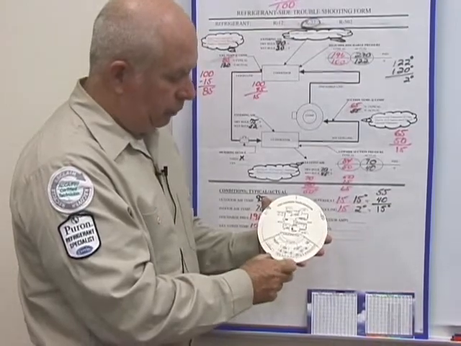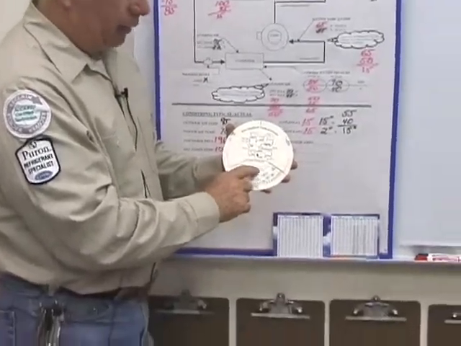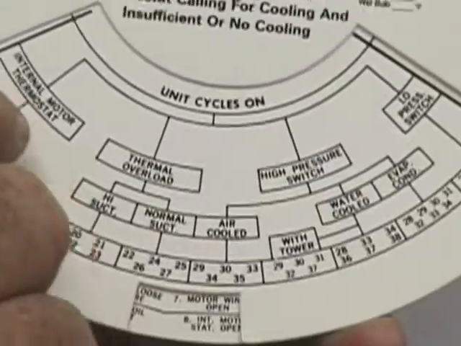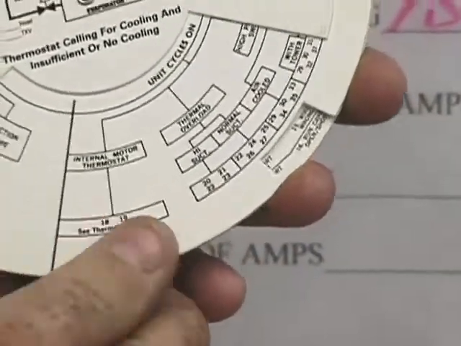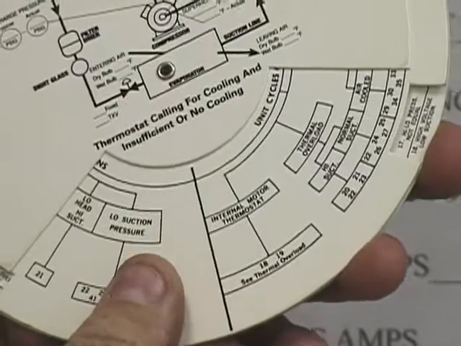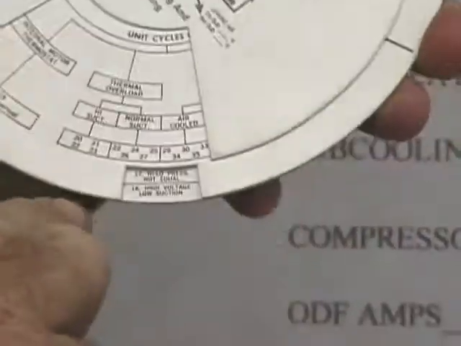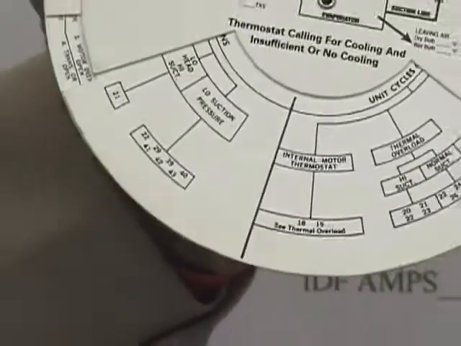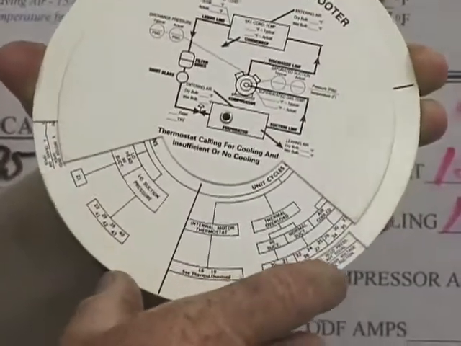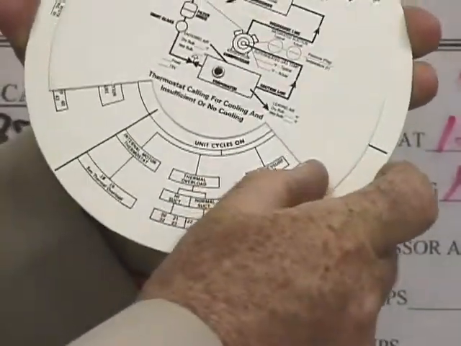Now, this is a pretty simple process. The unit cycles on, meaning that the unit turns on, but for some reason something else happens. If you look, the internal motor thermostat kicks out, let's say. All right, well then you can look at number 18 and 19 and you turn your wheel in that direction. All right, and you can say high voltage, low suction. All right, that could be a possibility to your problem for the unit that cycles on.